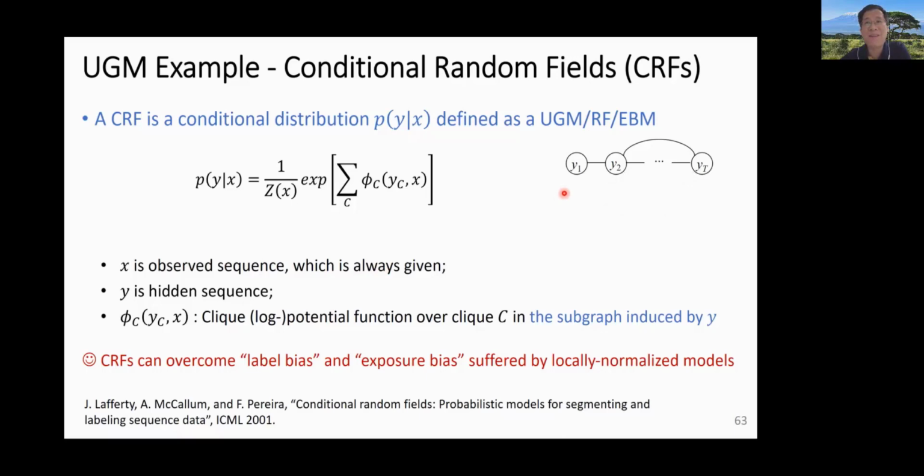And for the cliques in the subgraph, we can define the clique potential phi C of YC and X. Again, since X is given, it can be treated as a constant, so it can be included in the definition of the potentials. This is a general introduction to conditional random fields. Next, we'll introduce the label bias and the exposure bias suffered by locally normalized models, which are avoided in CRFs.